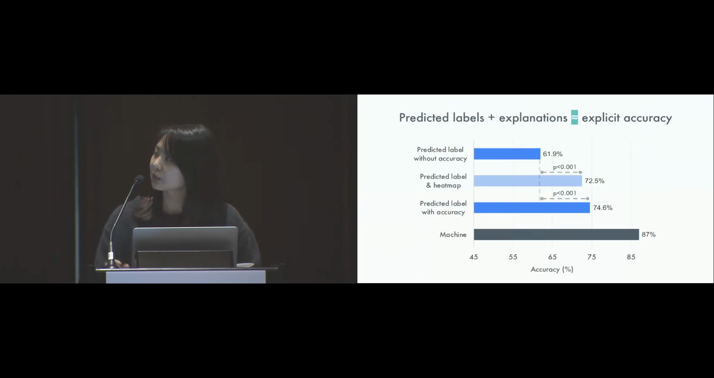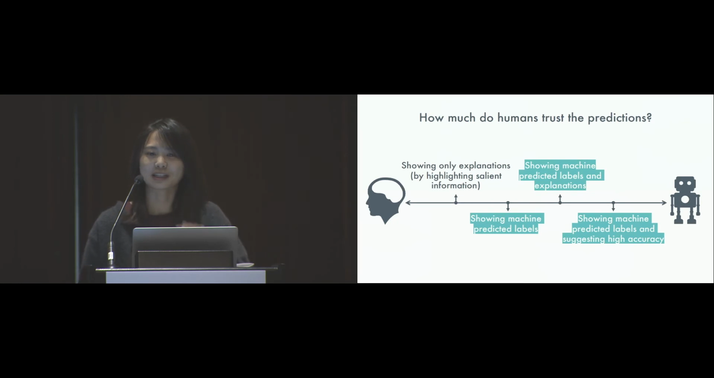And our results show that predicted labels coupled with explanation would induce a similar effect as compared to predicted labels and the statement of machine accuracy. I'm going to speed up quite a bit because I think I'm running out of time. But for the remainder of the presentation, I would like to change gears and examine the levels of trust people place on machine predictions when predicted labels are available. And we define trust as the percentage of instances where humans follow machine predictions.